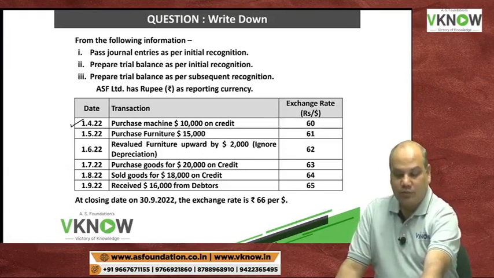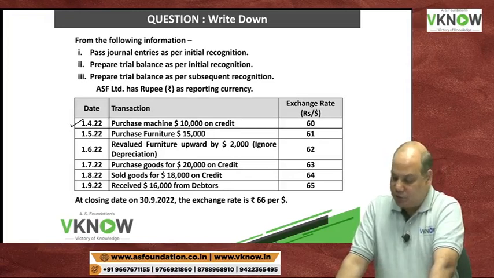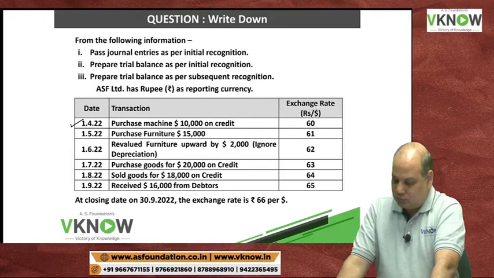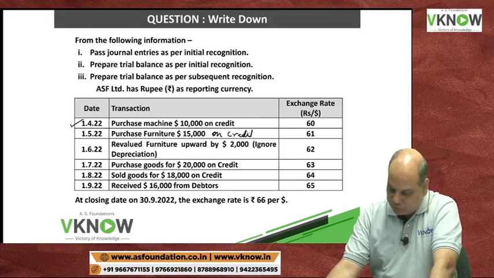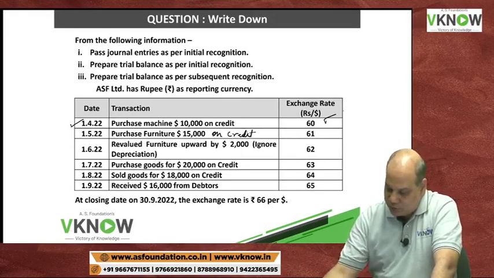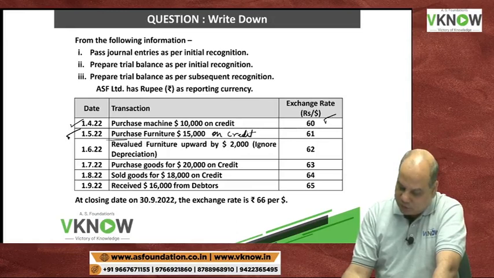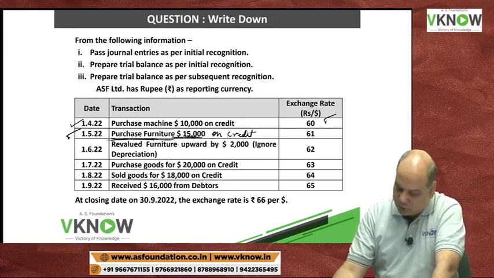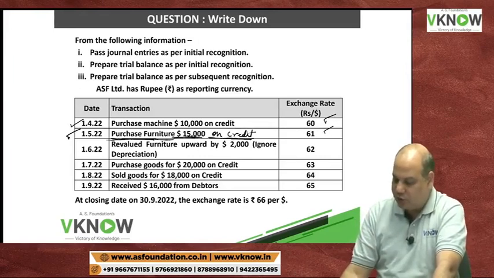1st April 22. Please write. Purchased machine, $10,000 on credit. That day the rate was 60 rupees. 1-5-22. Purchase furniture, $15,000 on credit. Rate is 61. Exchange rate is changing every month.